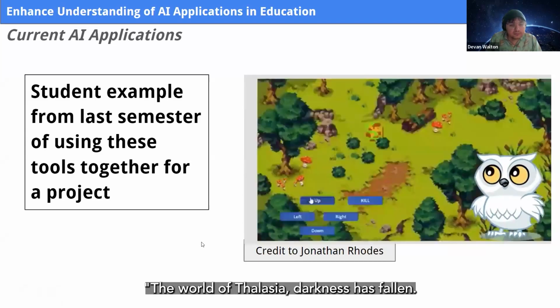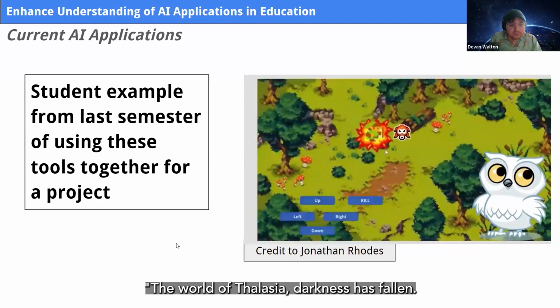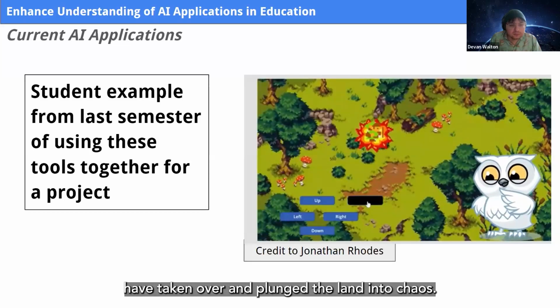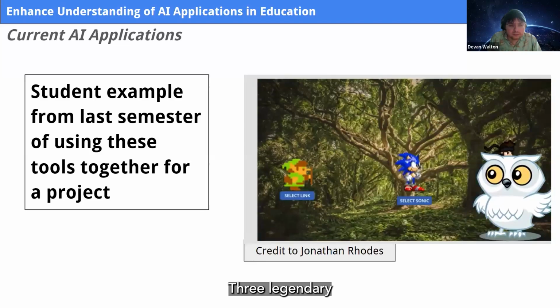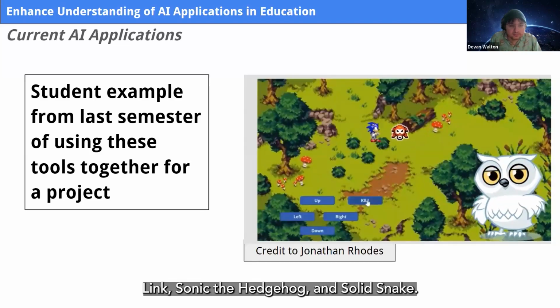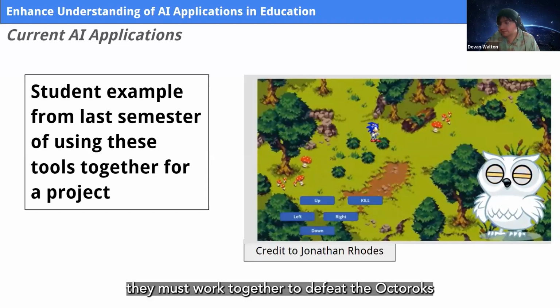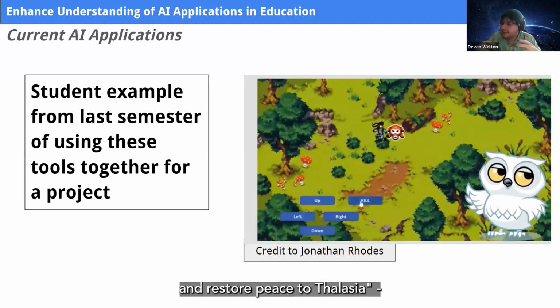In the world of Thalasia, darkness has fallen. The Octoroks, a race of powerful sea creatures, have taken over and plunged the land into chaos. But there is hope. 3 legendary heroes have come together to save the world. Link, Sonic the Hedgehog, and Solid Snake. With their unique abilities and weapons, they must work together to defeat the Octoroks and restore peace to Thalassia.